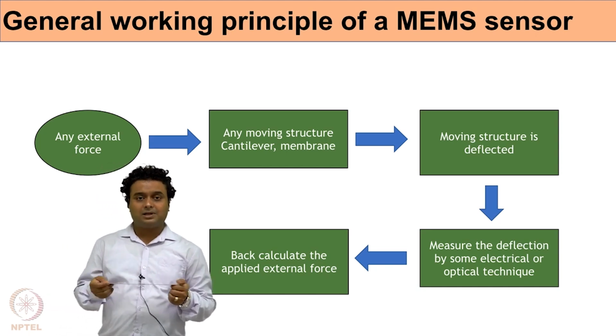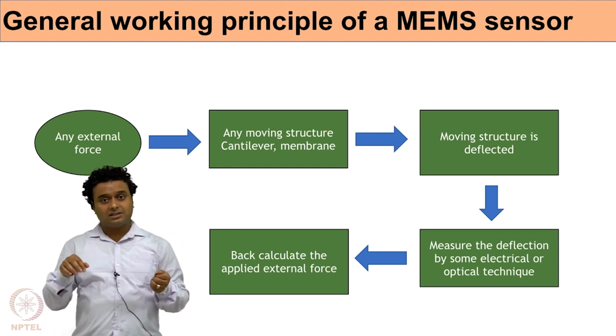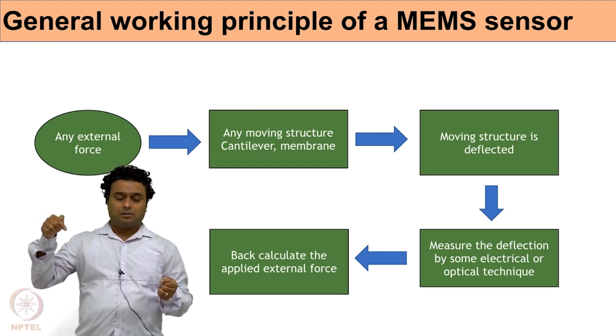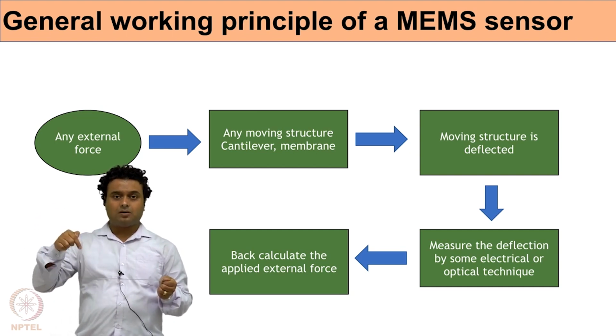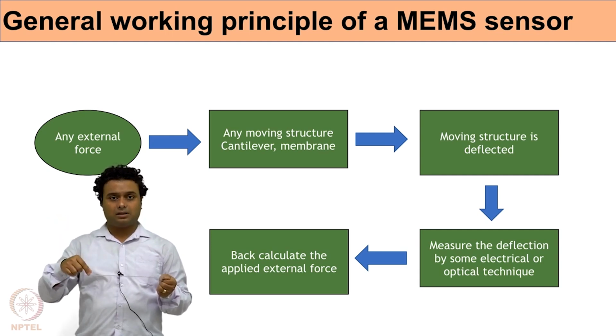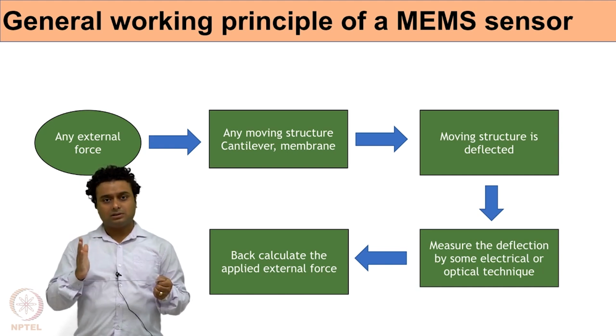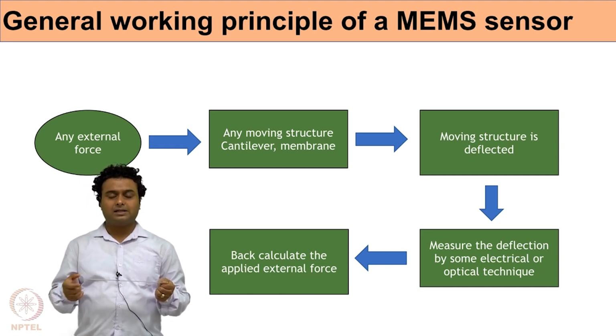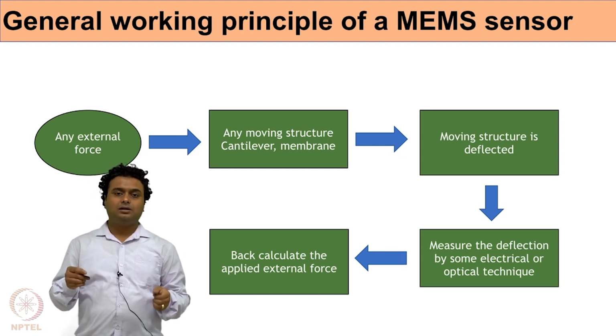Rather than electrical properties, the deflection can also be measured using an optical technique. Let's say you have focused a laser on this end of the cantilever. As it deflects, the reflected beam also shifts, and from that shift, using a photodetector, we can measure how much is the deflection of the cantilever tip, and accordingly how much force is applied on this particular structure.